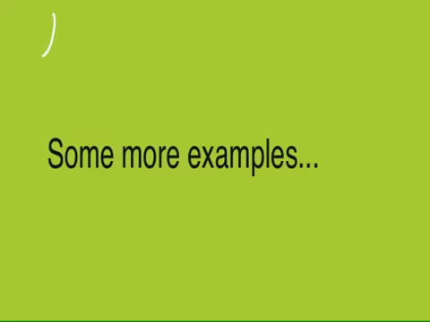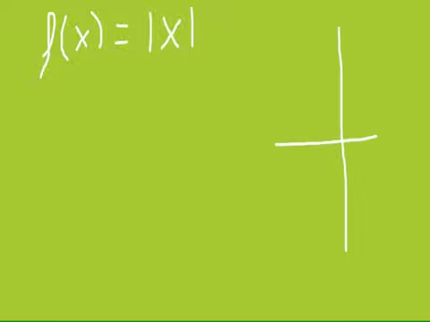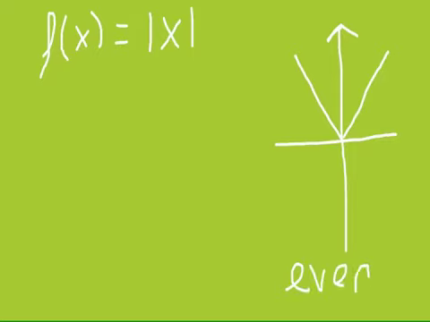Let's take an example of the function f of x equals the absolute value of x. We want to know if that's an odd or even function. From the graph, we can see that it's the graph of a V, which is symmetrical about the y-axis. Therefore, just looking at the graph, we know this is an even function.